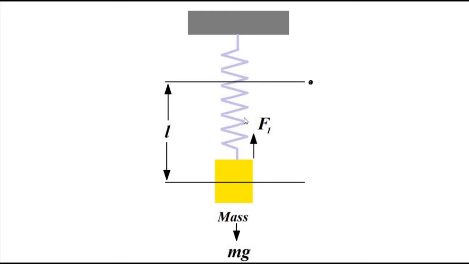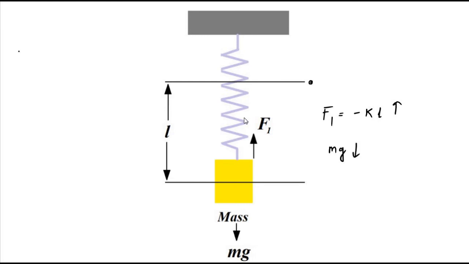Now this restoring force is always in the opposite direction to the displacement, and is always proportional to the instantaneous displacement, with the minus sign indicating the opposite direction. K is the spring constant. The weight of the mass because of acceleration due to gravity, that is mg, is acting downward, while F1 is upward.